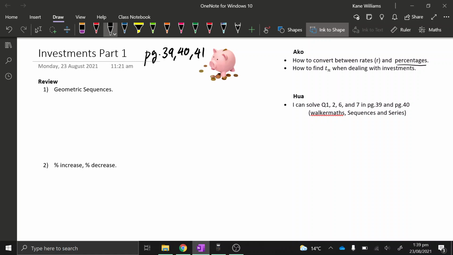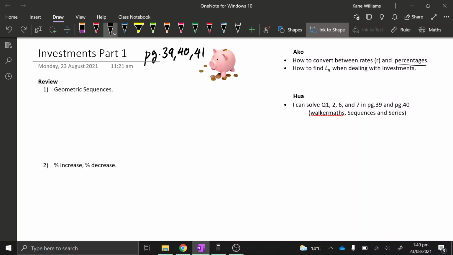I'm going to split this into 2 parts. The first part, we're going to find Tn. The second part, we're going to be finding A, n, and r. So algebra in the second part, and this part is just substitution. All right, investments. Anything involving money typically is a geometric sequence.